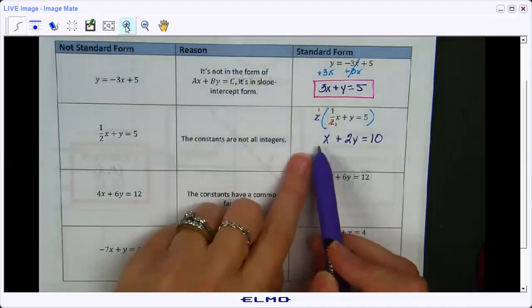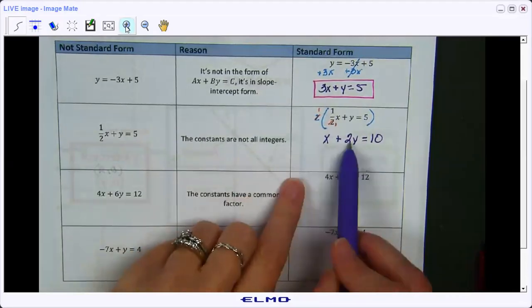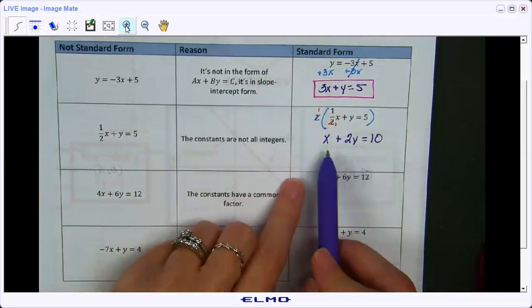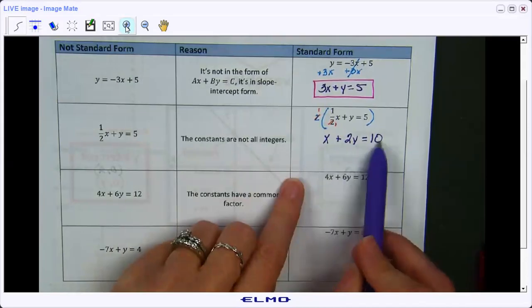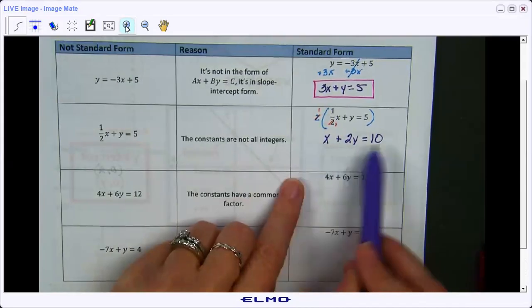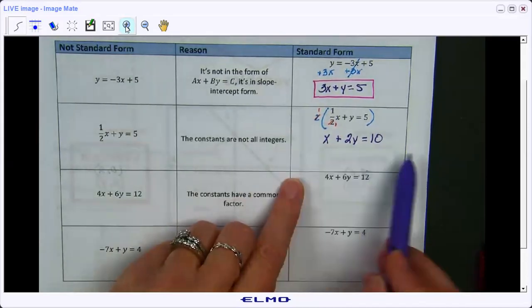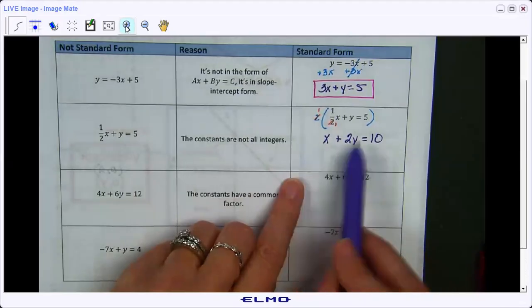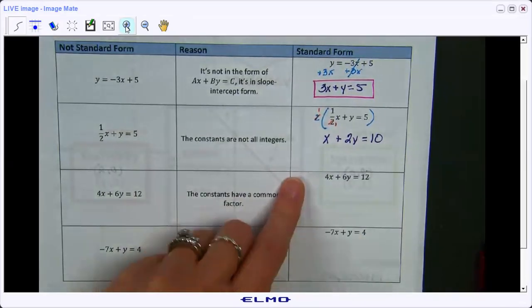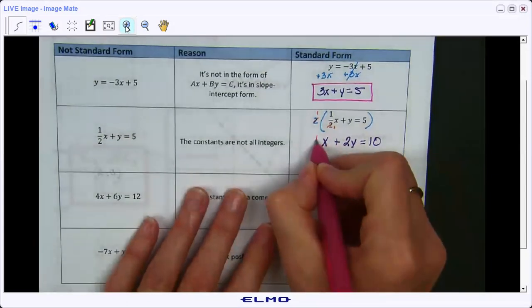Your a term is positive. It's a positive 1, even though we don't see it. There are no common factors. Okay, there is a common factor between 2 and 10, it's 2, but not between 1, 2, and 10. There are no more fractions anymore, and both variable terms are on the left. Okay, so this is your answer right here.